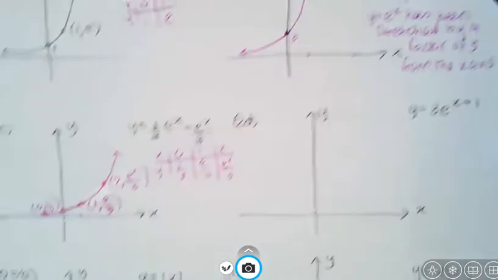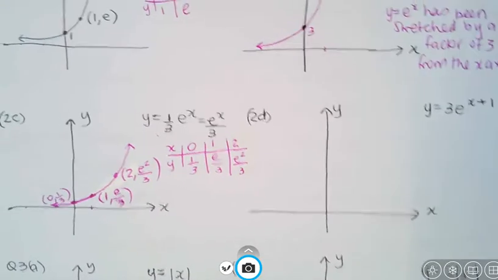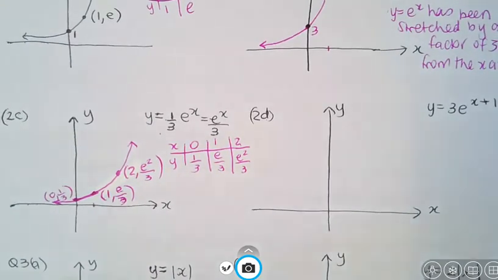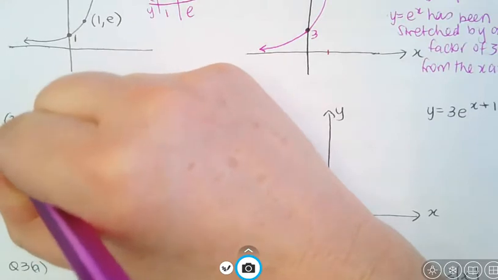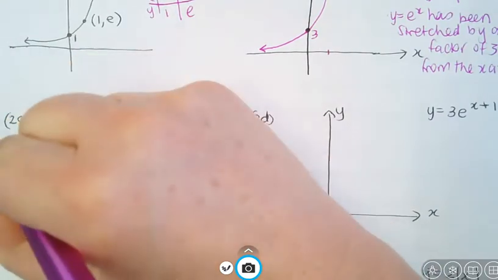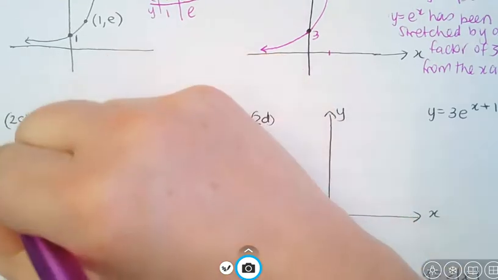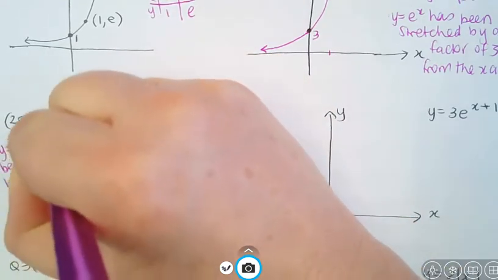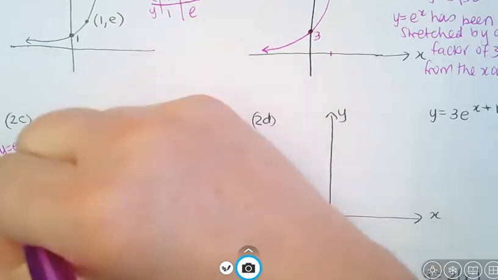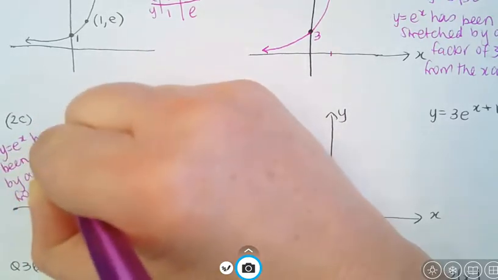Okay, so it's been compressed by a factor of 3 from the x-axis. So y equals e to the x has been compressed. Can you do the last one, please? By a factor of 3, from the x-axis.